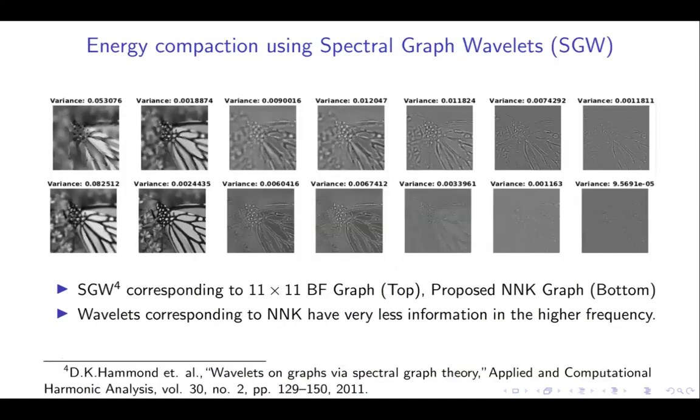In the following slide, we show experimental performance of the proposed NNK representation using spectral graph wavelets. The spectral graph wavelet decomposition of a commonly used image with the bilateral filter graph in the top row and the proposed NNK graph is shown in the figure. Frequency of the wavelets increases from left to right. The amount of information in a particular frequency band is proportional to the variance of the image in that band. As can be observed, wavelets corresponding to the proposed NNK method capture most of the image in their lower frequencies, indicative of a better image representation.